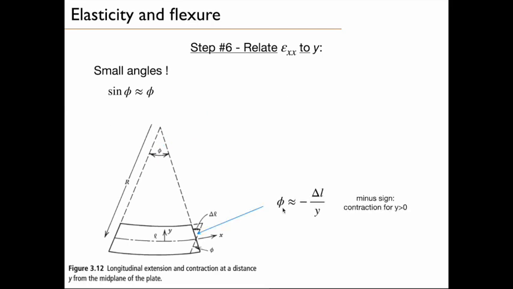Then we have this angle, phi, which is also found on that side, and which can be approximated by delta L divided by y times minus 1, because there is contraction for positive y.